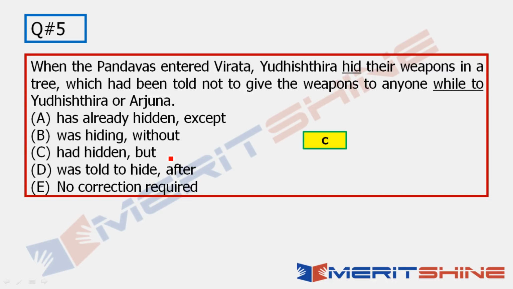So when Duryodhan got an idea that the Pandavas had hidden there, he came to attack Virata. And then Arjun went to this tree, and because the tree had been told that only Yudhishthir and Arjun can take the weapons, the tree opened up and gave the Gandiv bow and the arrows to Arjun, and he went in and fought with the Kaurava Sena. So that was the story behind this, right? So those were the phrase replacement questions, all 5.